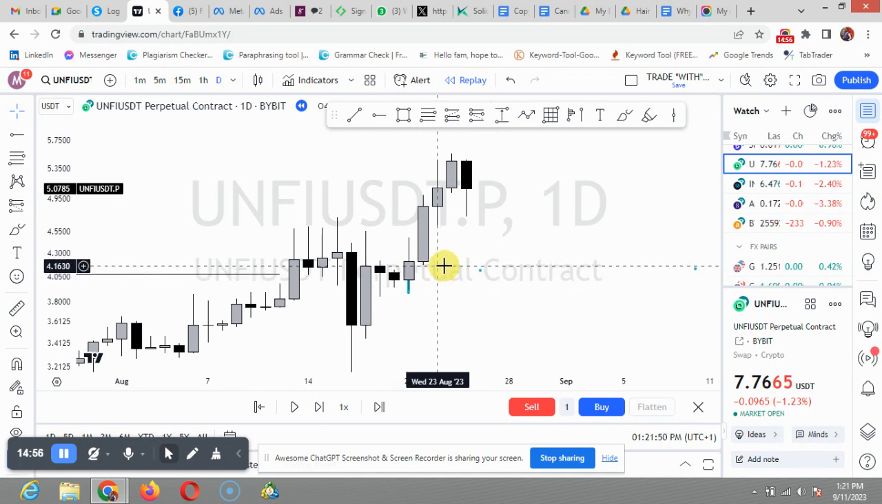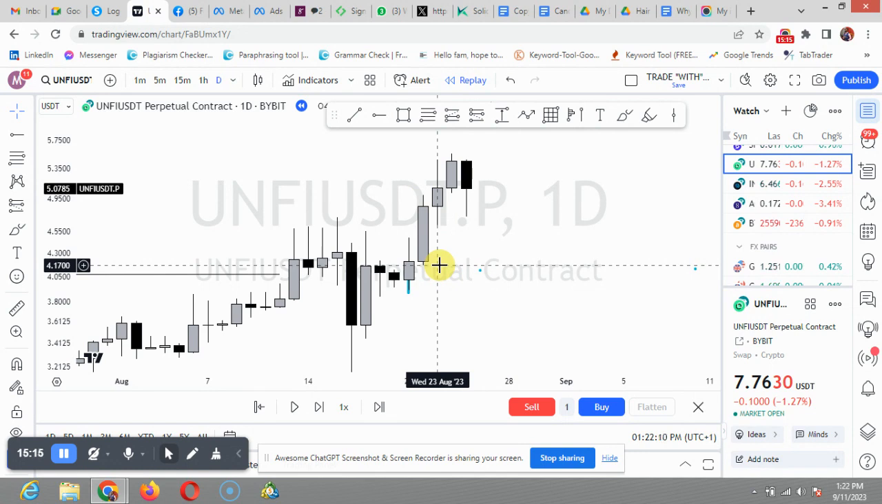For bullish movement, I want to see the sweep of the low. For bullish movement, I want to see what? The sweep of the low, not the high. The low, not the high. For a bullish movement, I want to see the sweep of the low.